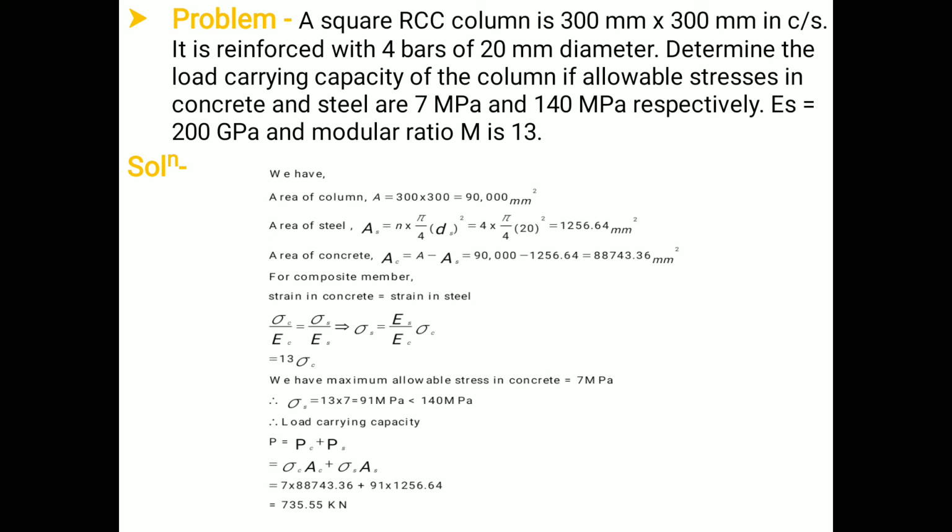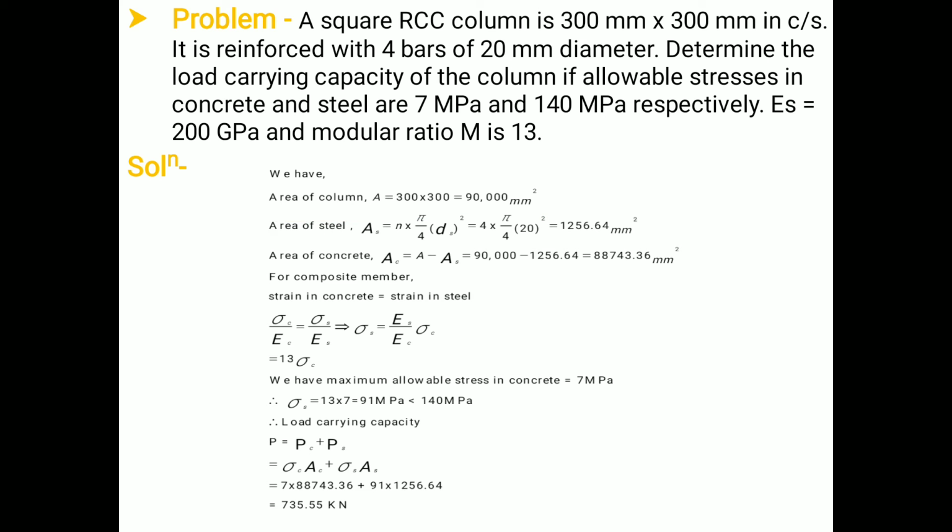The strain in concrete will be equal to the strain in steel. This is the key concept for the composite member. Strain in both materials remains the same, and the load carried by steel and the load carried by concrete will be the total load. Therefore from the numerical, the area of the column is 300 mm by 300 mm, which becomes 90,000 mm square. It is reinforced with 4 bars of 20 mm diameter, meaning the size of the bar is 20 mm and the number is 4.